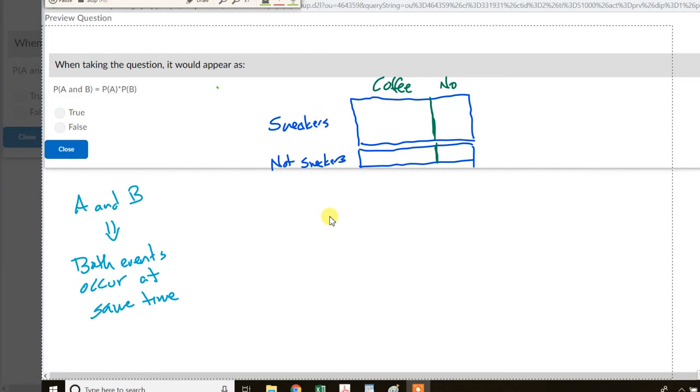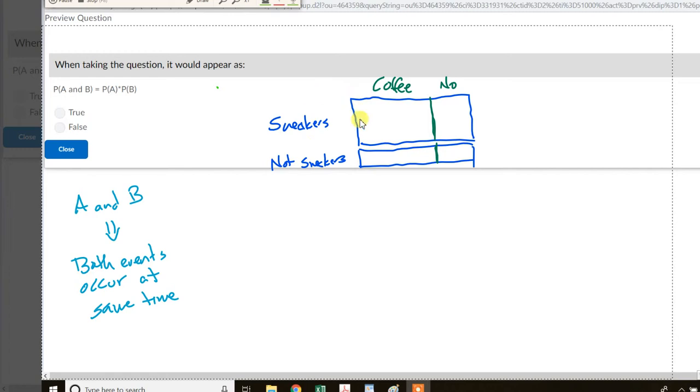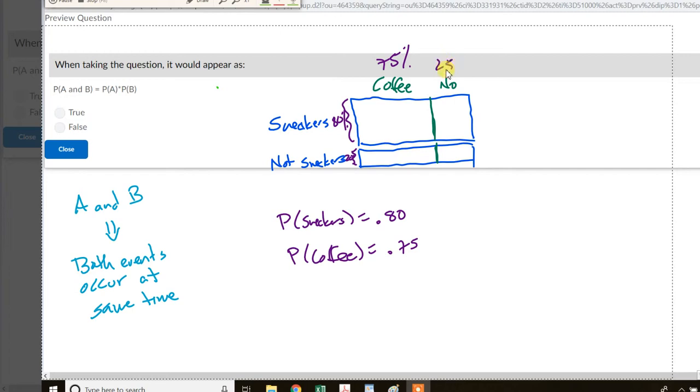let's say the probability of sneakers is, I don't know, 80%. So probability of sneakers is 0.80. What about the probability of coffee by itself? That's going to be, let's say, 0.75. Okay, so roughly 80% of students wear sneakers, 20% don't. Just as a guess. Okay, of the sneaker students, 75% of them drink coffee, and 25% don't.